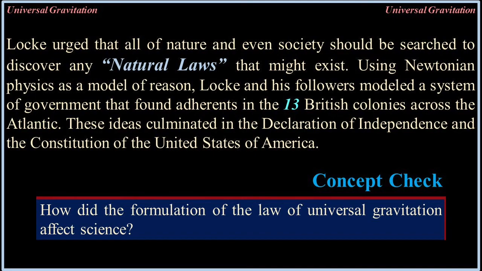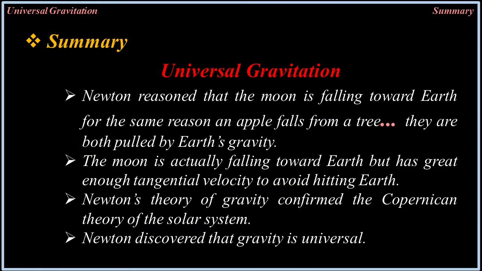How did the formulation of the laws of universal gravitation affect science? Summary: Universal gravitation. Newton reasoned that the moon is falling towards the Earth for the same reason an apple falls from a tree. They are both pulled by Earth's gravity. The moon is actually falling towards Earth, but has great enough tangential velocity to avoid hitting Earth.